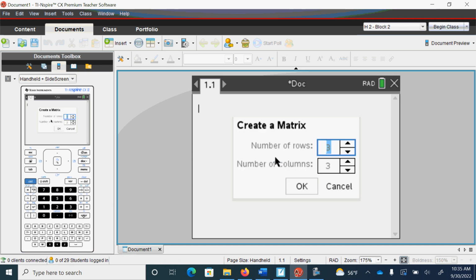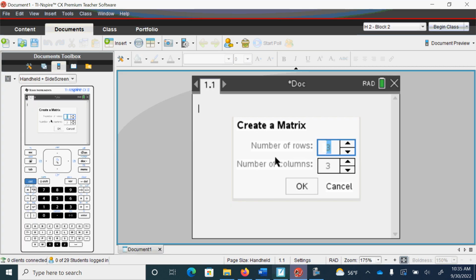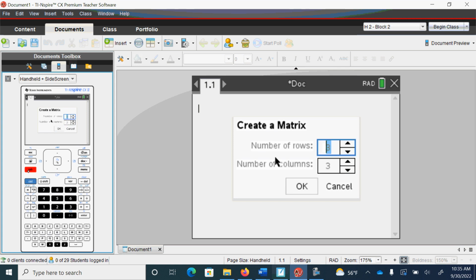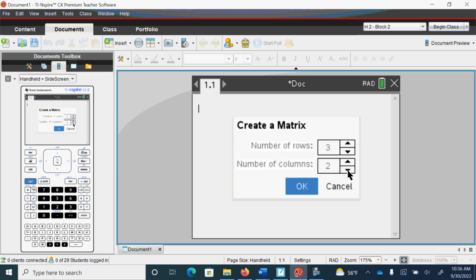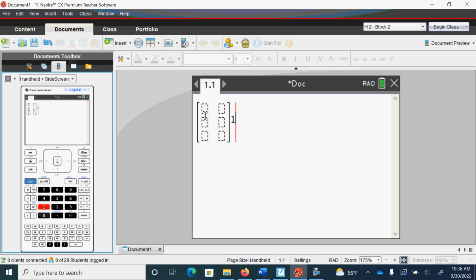When I do this, it asks me for the number of rows, number of columns. So if I go back to this problem, this was a 3x2, yes? So I'm doing 3x2, so that's going to stay the same. I'm going to change this to a 2. I hate it when it does that. I'm going to hit OK. And then I'm going to type in the numbers that I had for that.